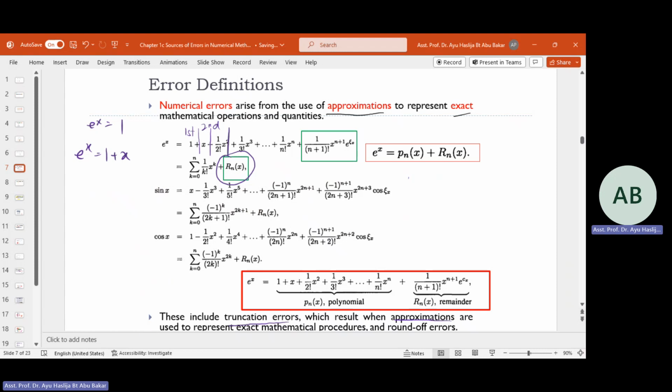If you include this, then your equation will expand, and your value will be much closer to the exact value. Yeah, later I show.